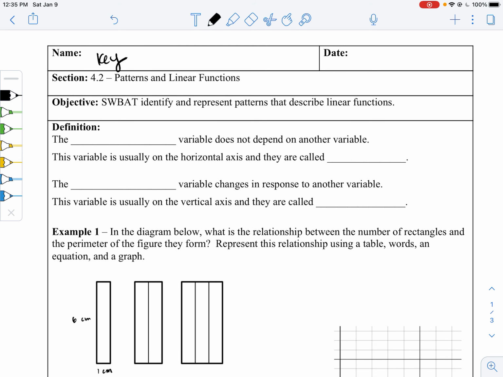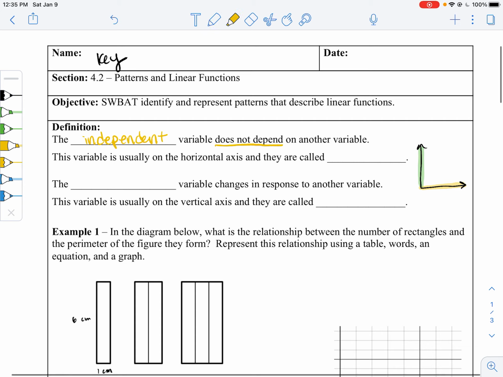So we're going to look at some graphs today, and you notice that some graphs have a horizontal axis. Horizontal means it goes side to side, and you have a vertical axis. Vertical means up and down. So when we're talking about variables, there are two kinds of variables. We have independent variables, and independent means it doesn't depend on something else. It doesn't depend on the other variable.